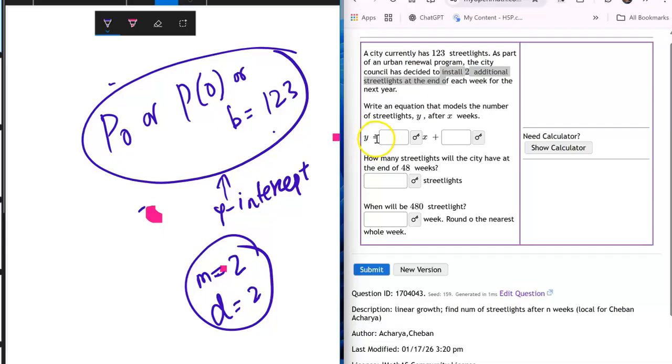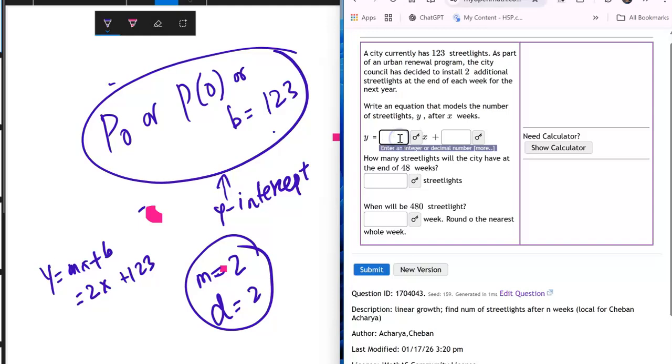Since we're using the y equals mx plus b format, here m is 2, x is already here, and b is this number, which is the initial amount, also called the y-intercept, 123. So 2x plus 123. So in the first part of the question, you get y equals 2x plus 123. That's the answer to the first question.